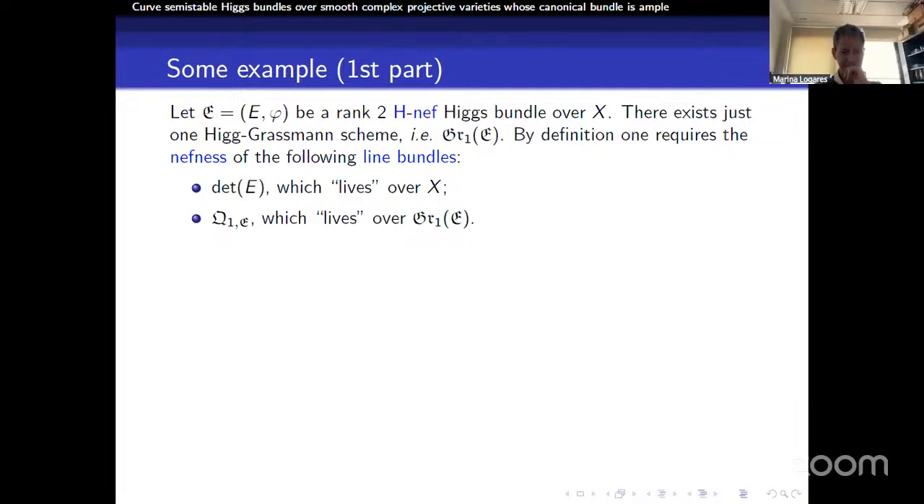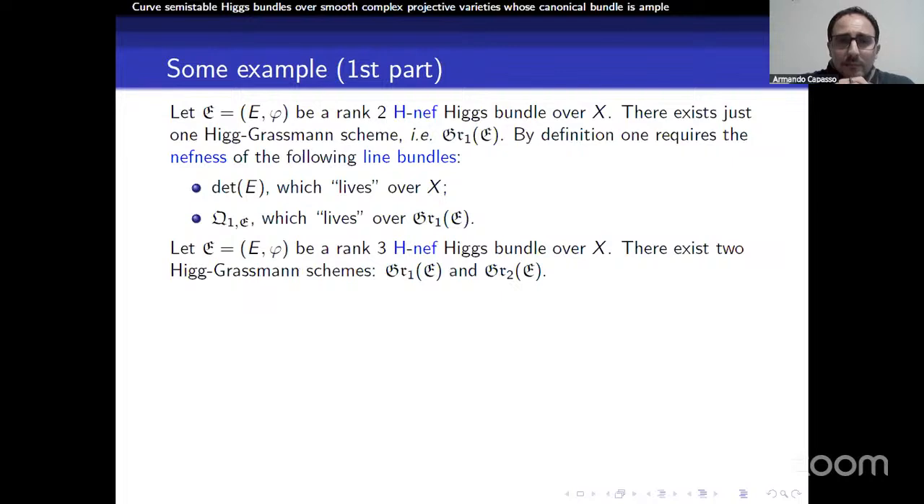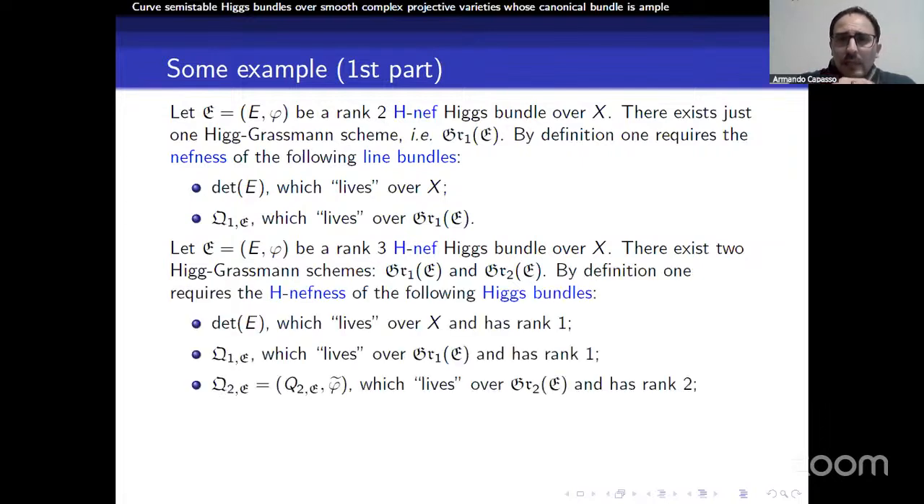Now I pass to the rank 3 case. What is an H-nef rank 3 Higgs bundle on X? First step, in this case there exist two Higgs Grassmann schemes, GR1 of E and GR2 of E. By definition, I need the H-nefness of the following Higgs bundles: the determinant bundle, and the rank 1 and rank 2 universal Higgs quotient bundles of E.